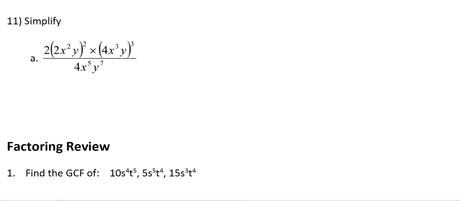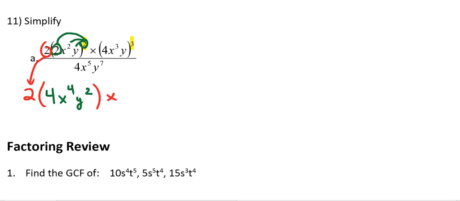Question number 11, simplify. Okay, so I see a 2 there and a 3 there, so let's distribute the powers first. So if I distribute that 2 into everything in this bracket, that's going to be, well, 2 to the power of 2, that's going to give me 4, and this will be x to the power of 4y squared. I'll put that in a bracket there, and then this 2 will just tag along, times, and then I need to distribute this 3 onto everything in that bracket. So if I distribute the 3 onto the 4, that's going to be 64. 64 is just 4 to the power of 3.